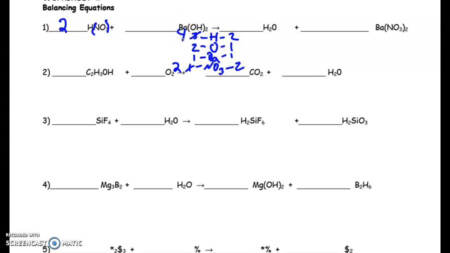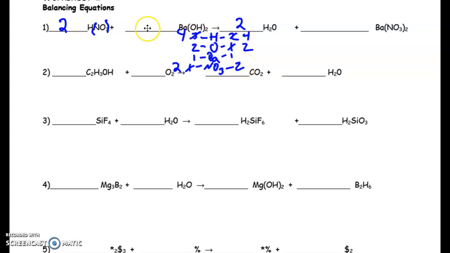of 4 hydrogens. Now that might give me some information that'll help with something else, because I might notice that I've got 4 hydrogens and 2 oxygens, and on the other side I have 2 and 1, and both of those come from the water. So what I'm going to do is put a 2 here, and that will make it so that I have 4 hydrogens and 2 oxygens. And if you look down and check, all the numbers now match. And that means that we have balanced this equation.